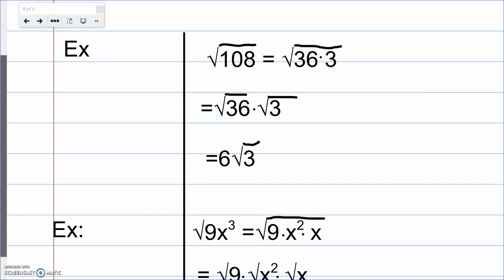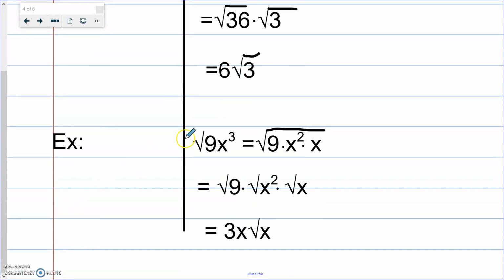One last example. If we're taking the square root of 9 times x cubed, through experience I know that I can separate the x cubed into x squared times x, because x cubed means x times x times x. So we separate this all out: the square root of 9 times the square root of x squared times x. We separate this out again. We get the square root of 9 times the square root of x squared times the square root of x.